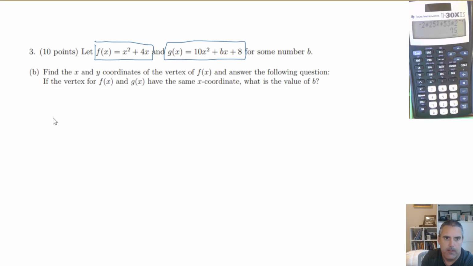Oh, that's easy. X is negative B over 2a. A is 1, B is 4. And so you get negative 2. And then you can plug that in to get the corresponding y value.